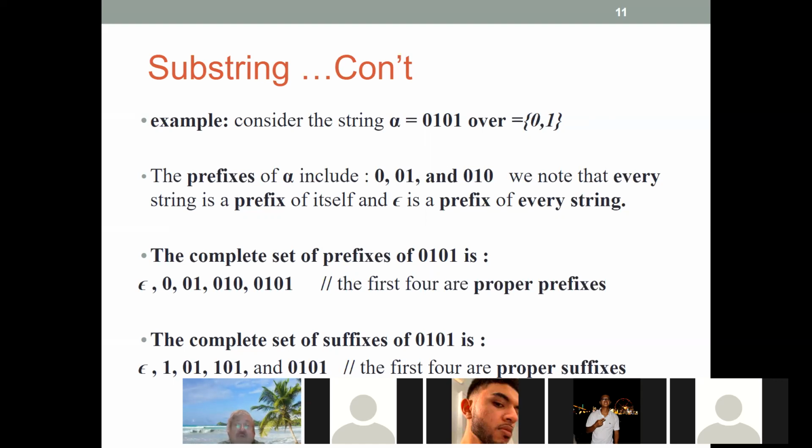Well, let's go back to 0101. Then the subsets I would have mentioned were the empty set, the set containing 0, the set containing 0 and 1, the set containing 0, 1, and 0, and the set containing all 4 of them. I didn't count the set itself.